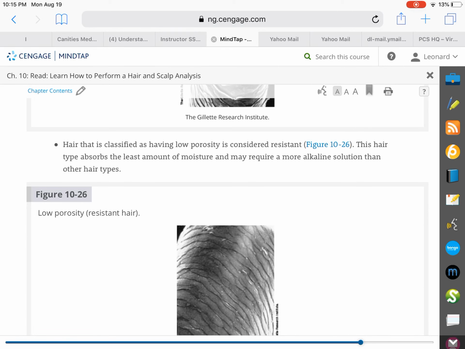The cuticle is considered closed. So you want to be able to penetrate through that cuticle to get to the cortex. How do you do that? You may require a more alkaline solution. So, in hindsight, I'm going to use a regular relaxer, but for resistant hair, I may need a super relaxer, because I need a stronger product or a more alkaline product to penetrate through the cuticle to get to the cortex where the hair is trying to change.